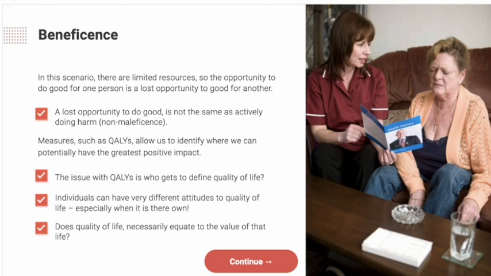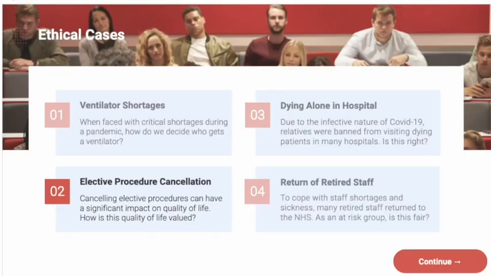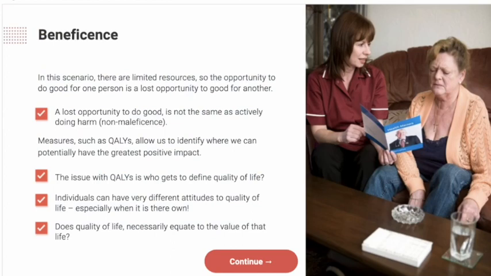The issue with QALYs is who gets to define quality of life. It's too subjective. And who's putting the weighting on certain numbers that then give a final QALY score? Individuals can have very different attitudes to quality of life as well, especially when it is their own. Definitely. So, does quality of life necessarily equate to the value of that life? Something important to be considered. So that's just pros and cons of certain models through the lens of beneficence.